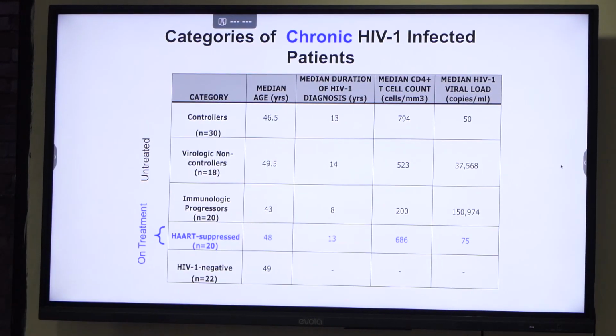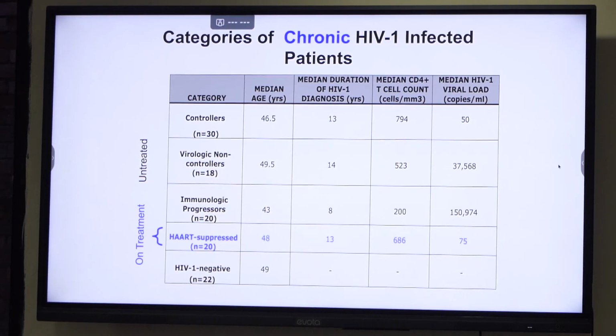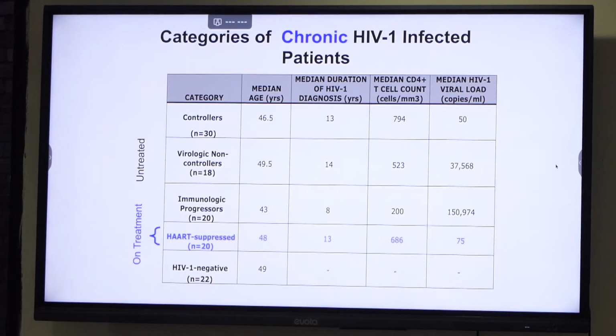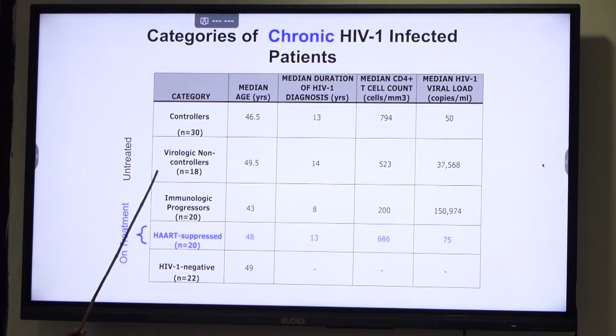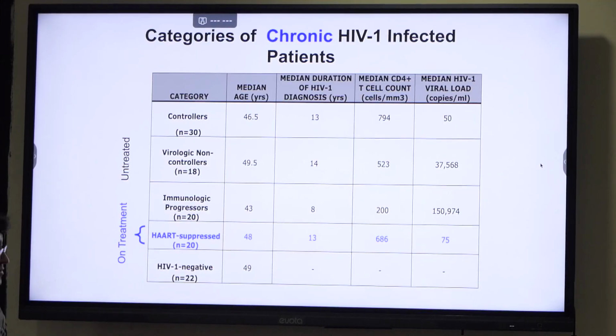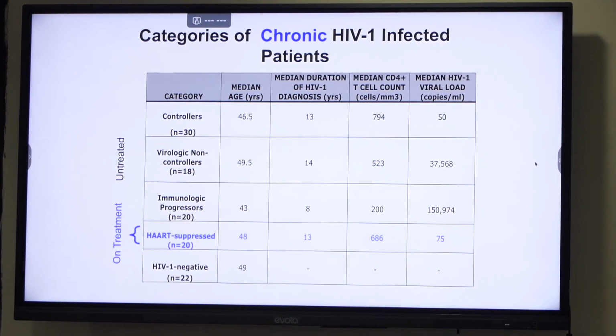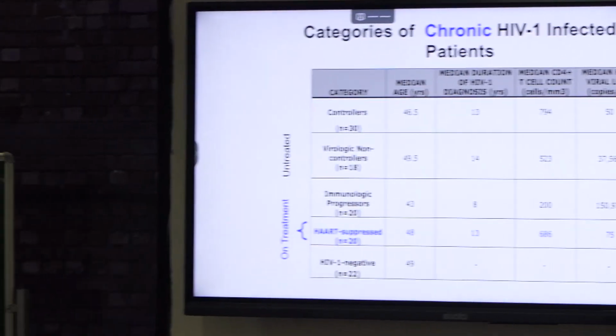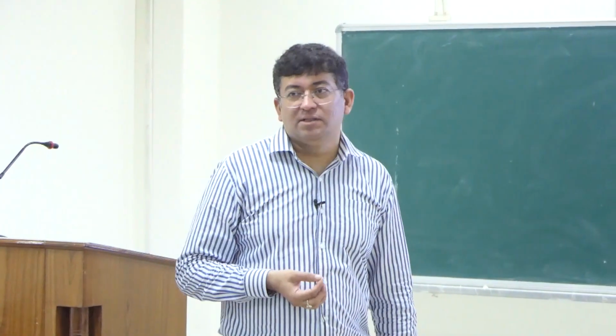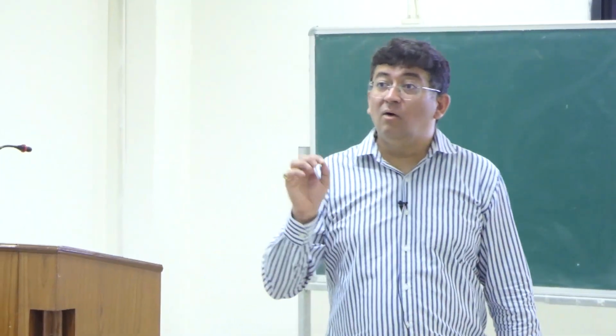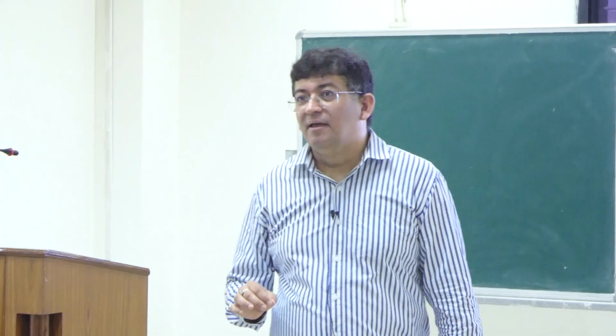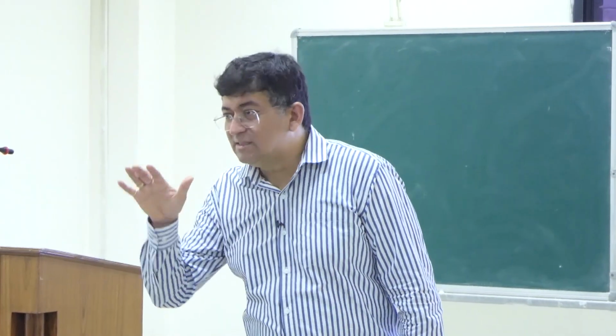In this study, which is an old study, different categories of HIV-infected people were taken. You see there are controller, virological non-controller, immunological progressor, and HART suppressed. What is a HART suppressed individual? Those HIV-infected people who start antiretroviral therapy and suppress the viremia completely. Or you can say that they have undetectable viral load, because anything below 50 is referred to as undetectable because of the sensitivity of the machine.